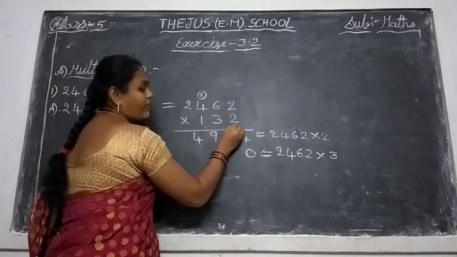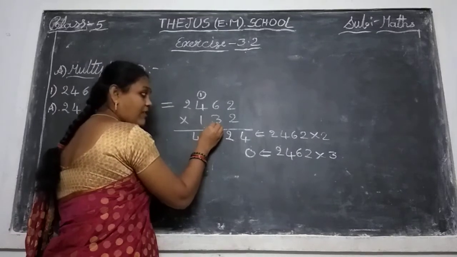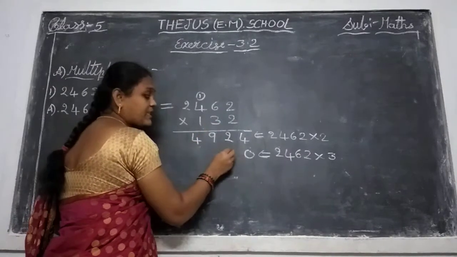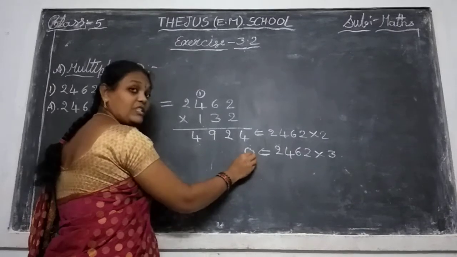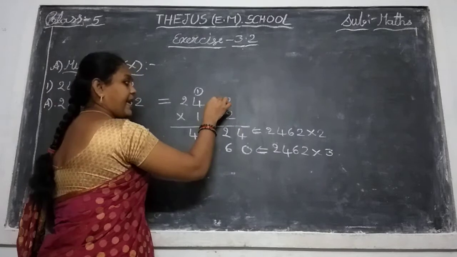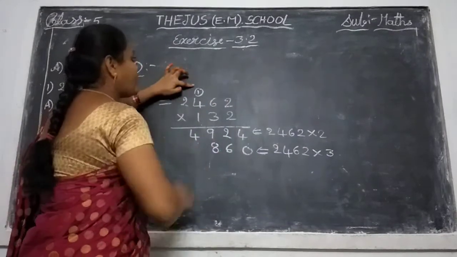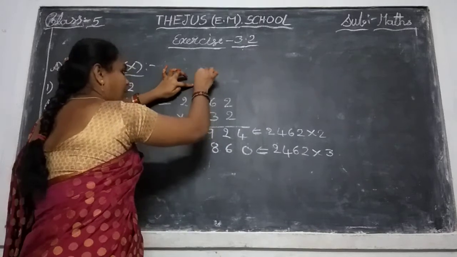Now 2 will be completed. Now 3 is in which place? 10's place. So now we start writing the answers in the 10's place. So we will put 0 in the 1's place. So 3 2's are 6. 3 6's are 18. So 8 here, and 1 is also written upside in the second place.